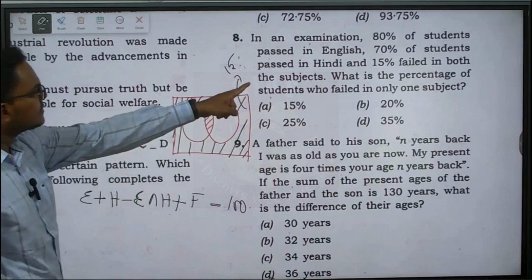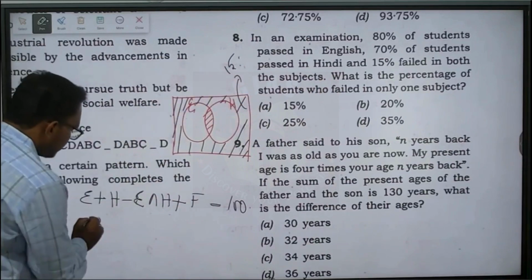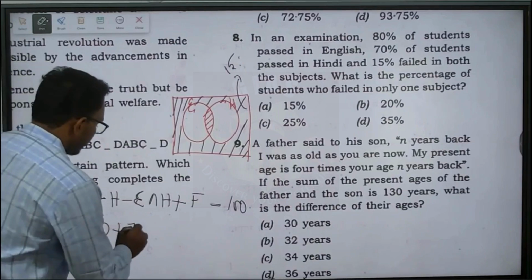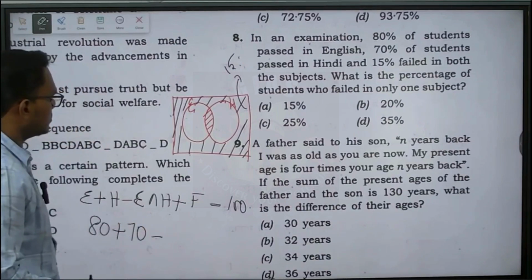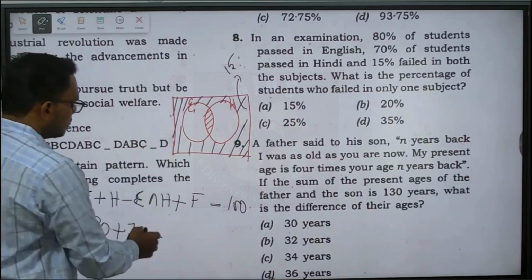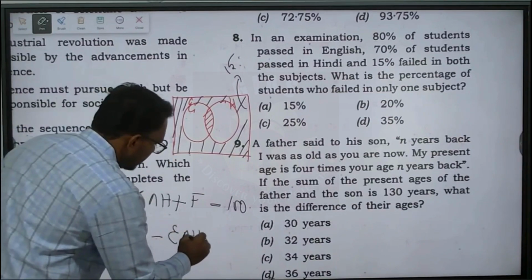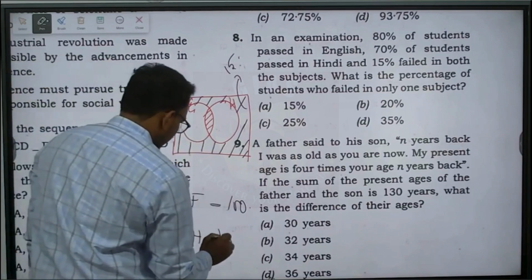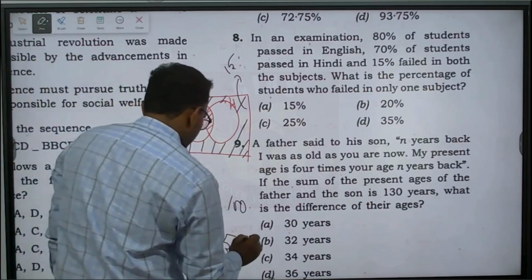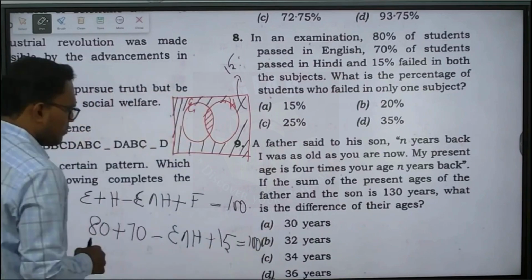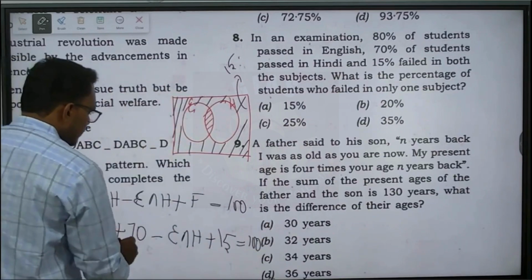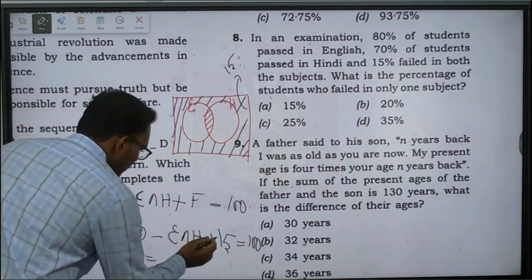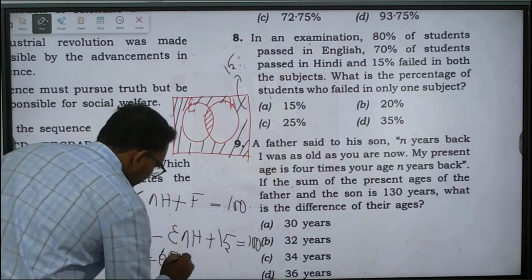Okay, now how much is English? 80. How much is your Hindi? 70. How much is your intersection? You do not know, so let it be English intersection Hindi. How many have failed? 15. How much is this? So from this, you'll get your intersection as 65. This is 150, 165.